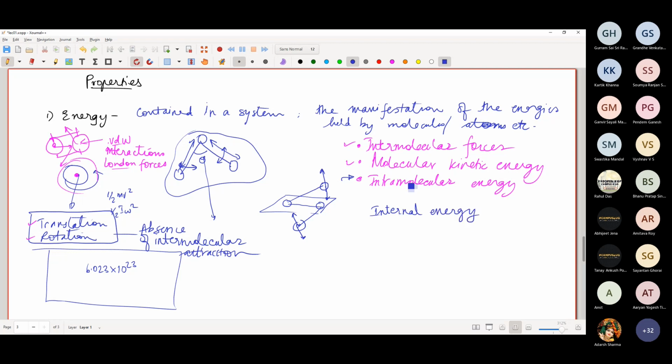This is how you define the internal energy of the system. And basically, the way to go from such a molecular level description to the macroscopic observable of energy is done through statistical mechanics or statistical thermodynamics.